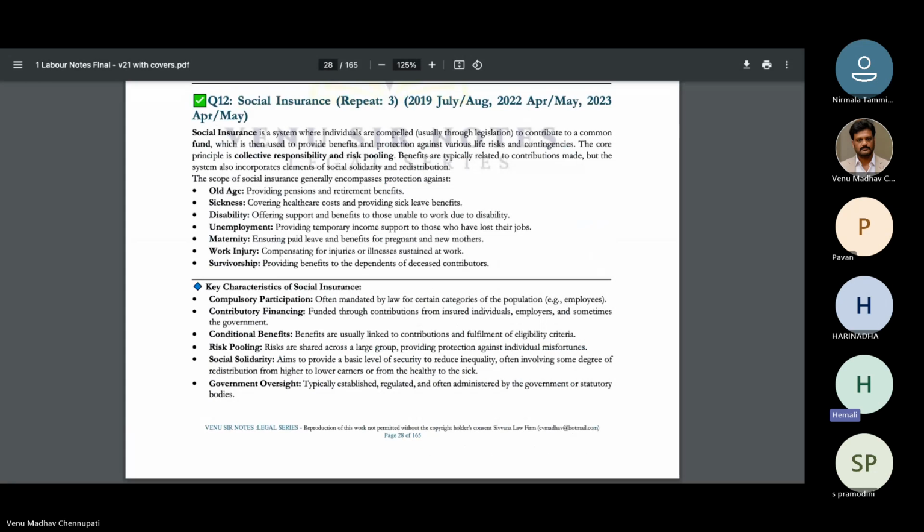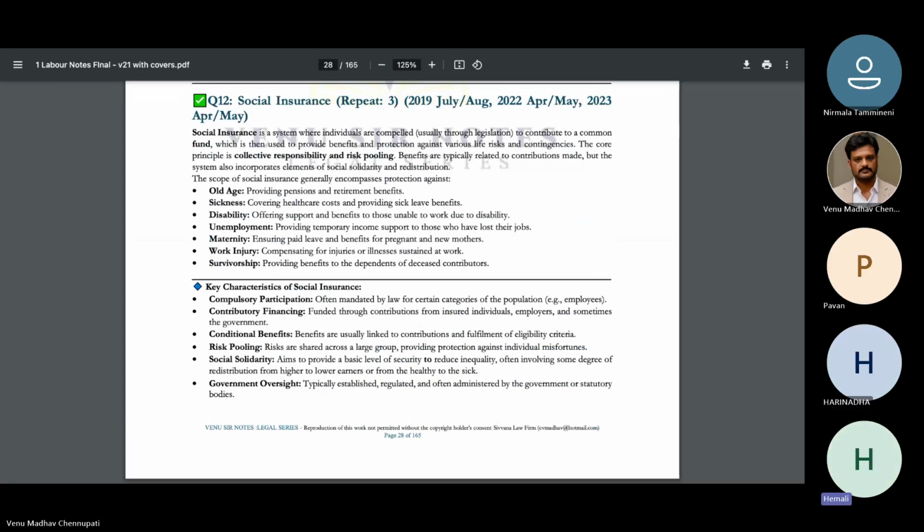What is the importance? First is economic security. It provides a safety net against income loss due to various life events, ensuring a basic level of economic security for individuals and their families. For example, unemployment insurance helps individuals meet their basic needs while searching for a new job, thereby preventing them from falling into poverty. Then poverty reduction. By providing income support and access to essential services like healthcare, social insurance contributes significantly to reducing poverty and income inequality. For example, old age pensions provide a regular income for senior citizens, preventing them from becoming dependent on others during their retirement years.